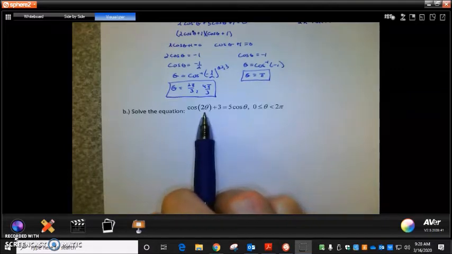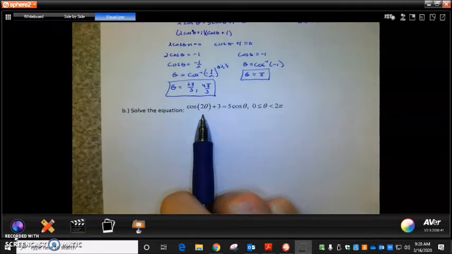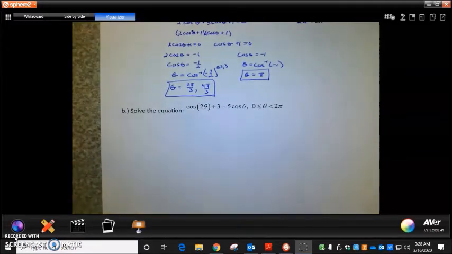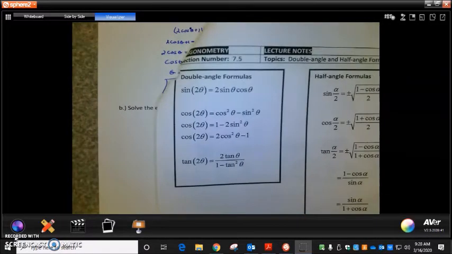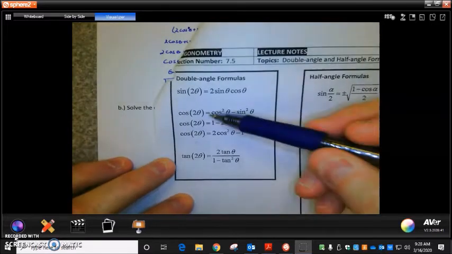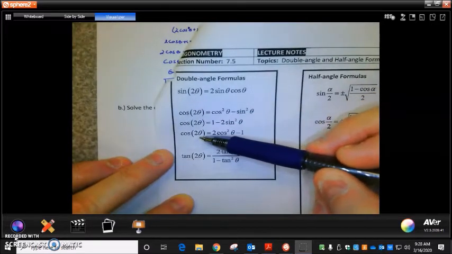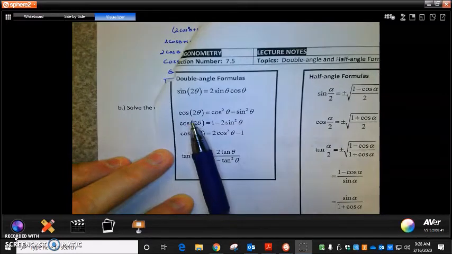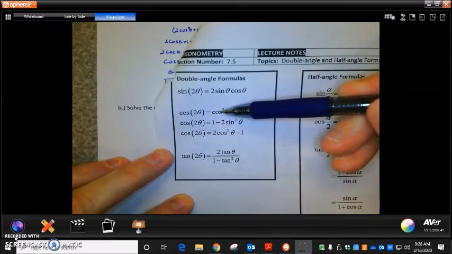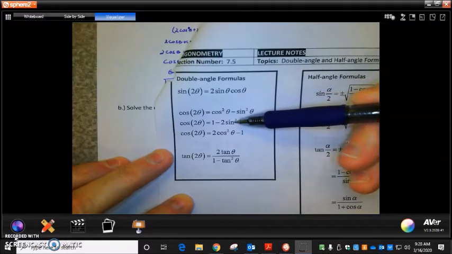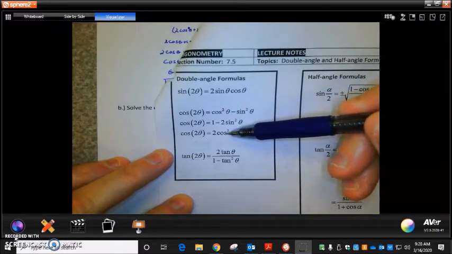Now, if you think back to section 7.5, if you want to flip back in your notes, you can. Let me show you. So here's 7.5. We had these formulas for double angles. Now, there were 3 different cosine double angle formulas. One that involved cosine and sine, one that involved just sine, and one that involved just cosine.